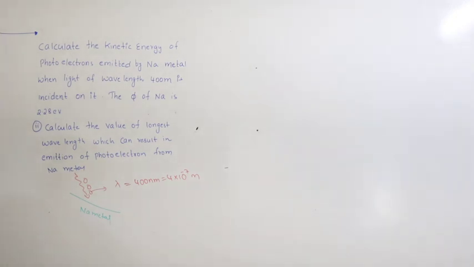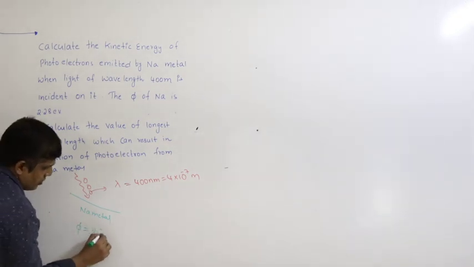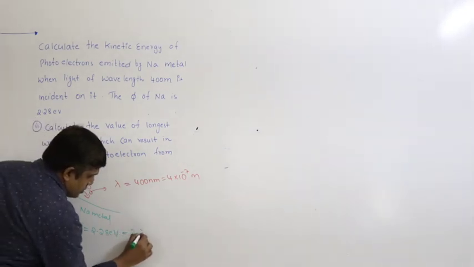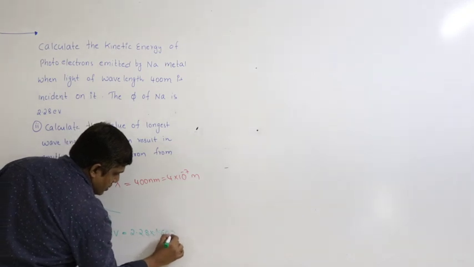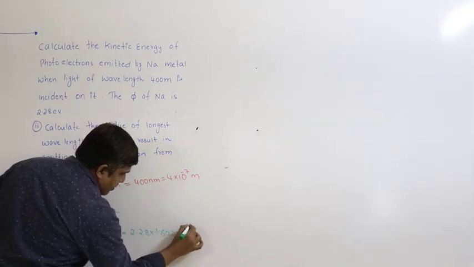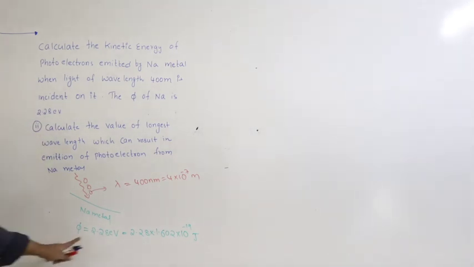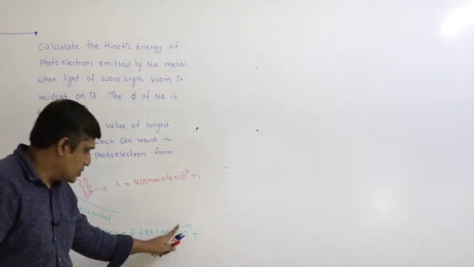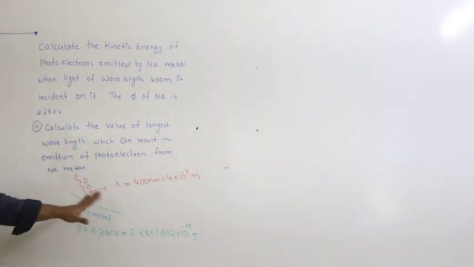And even the work function of the metal is given. This is the information given. This is nothing but 2.28 electron volts. So 2.28 electron volts means 2.28 into 1 electron volt, and 1 electron volt equal to 1.602 into 10 power minus 19 joules.